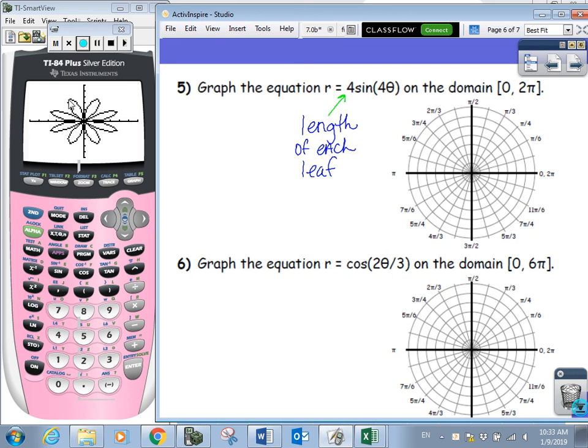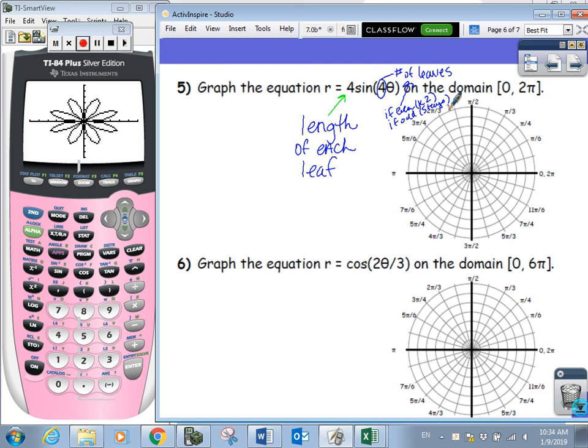What this number in here tells us is it's important if it's even or odd. It's an even number. Now, it's going to tell us how many petals there are. But do we need to know that? We can all look at this and see that there are 8 petals or 8 leaves: 1, 2, 3, 4, 5, 6, 7, 8. So if this was a non-calculator problem, this will tell you the number of leaves. If even, multiply by 2. If odd, it stays the same.